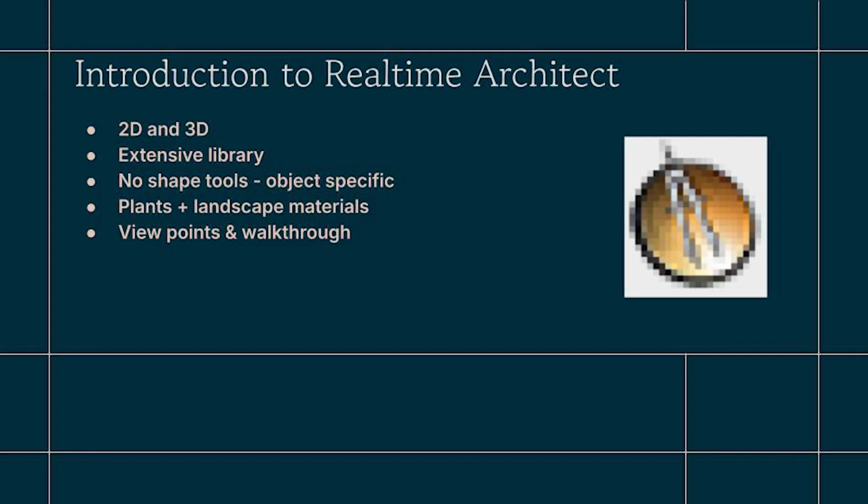For example, instead of drawing the walls of a house with lines, there's a house tool that builds the entire house automatically. There are also plant and landscape material tools, which allow you to insert perennials, annuals, shrubs, trees, and all sorts of landscape things such as retaining walls, patios, fire pits. On top of this, there is also three-dimensional tools such as the viewpoint and walkthrough, which allow you to show your client the project in a third dimension.